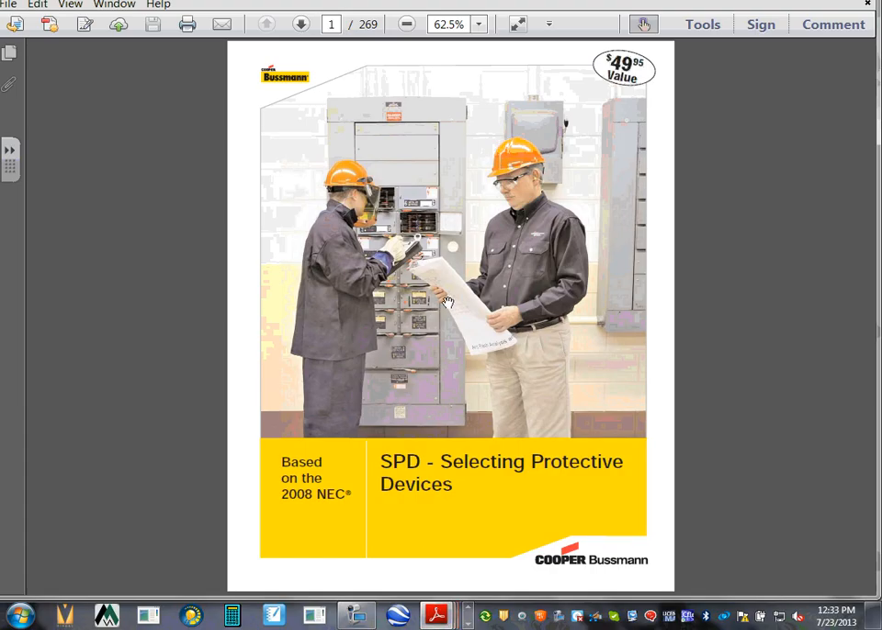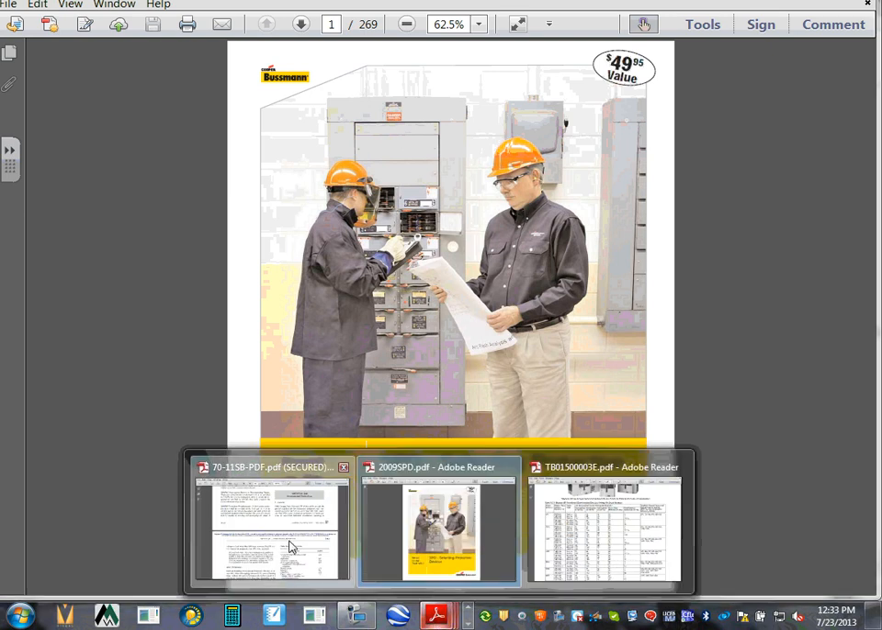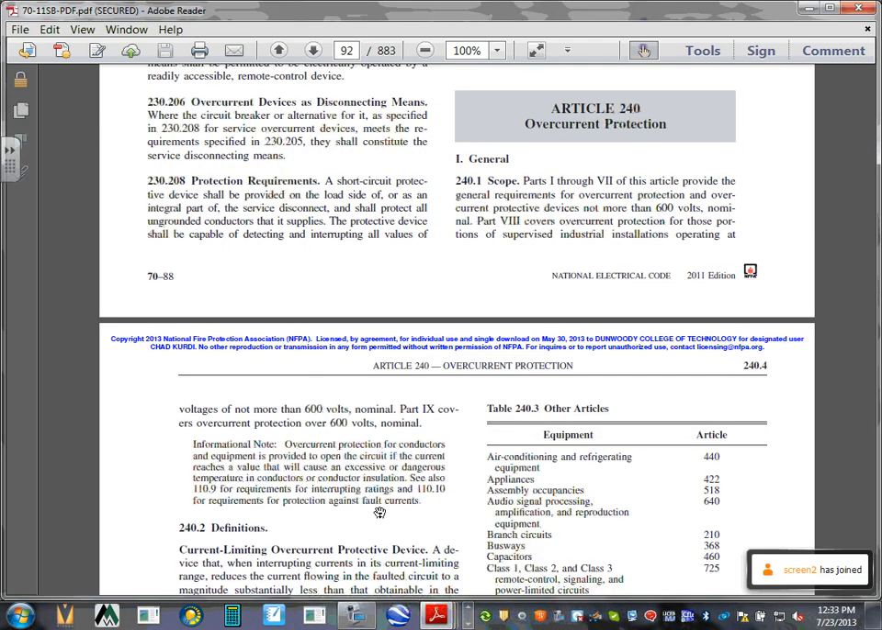I have this, it's SPD, Selecting Protective Devices. I found it very interesting to have this PDF file. I'm sure a lot of you guys have it. A lot of coordination using fuses. A book like this you can have as a PDF file. So I think that comes very handy. And of course, we can't go anywhere without having an NEC code book with us. So 240, Article 240, that talks about the overcurrent protection device.